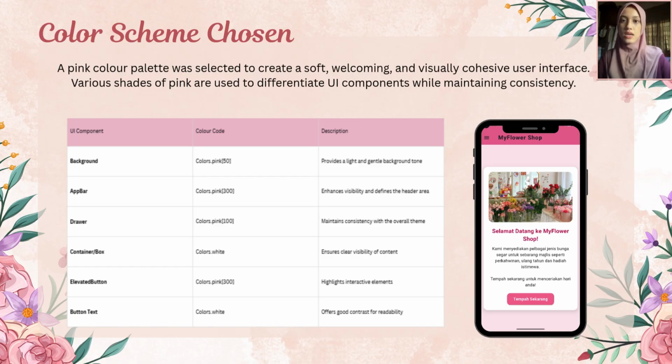As shown in the table, the background uses Colors.pink[50], giving a light and gentle tone. The app bar and elevated button both use Colors.pink[300], which enhances visibility and highlights interactive elements. The drawer uses Colors.pink to maintain consistency with the theme. For the container and button text, we use Colors.white to ensure content is clear and easy to read.